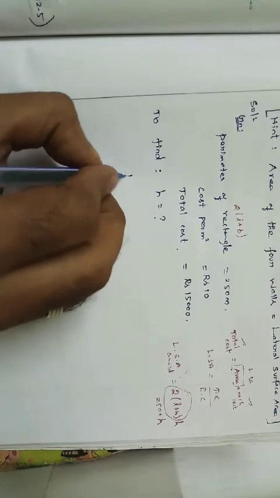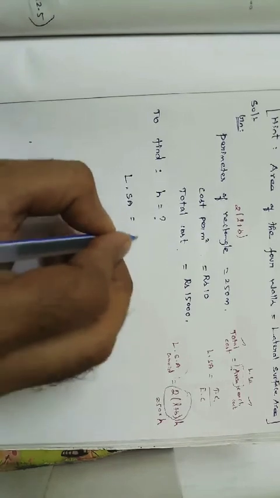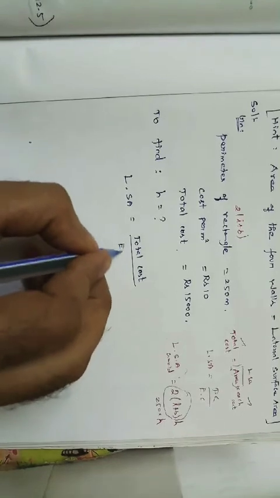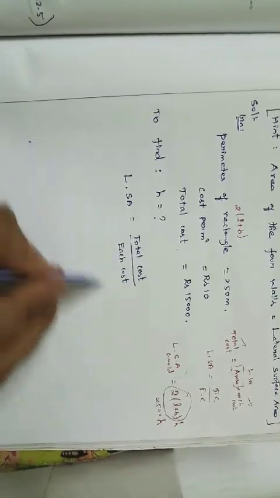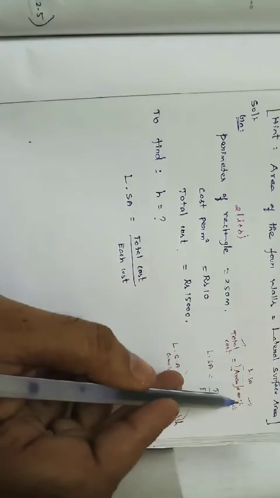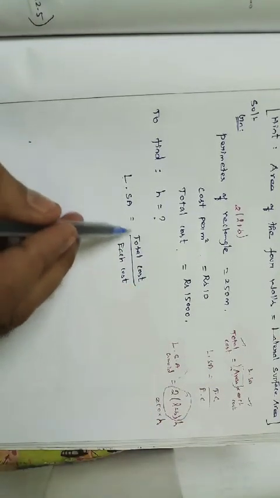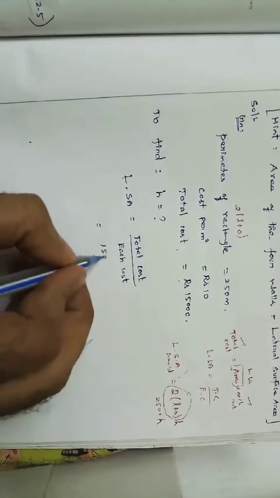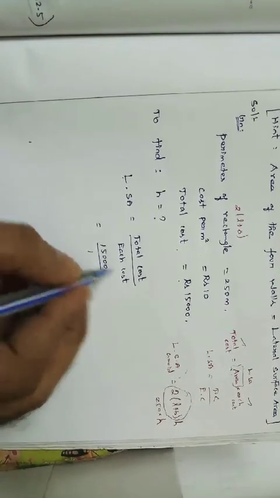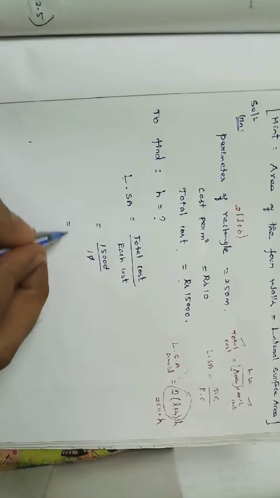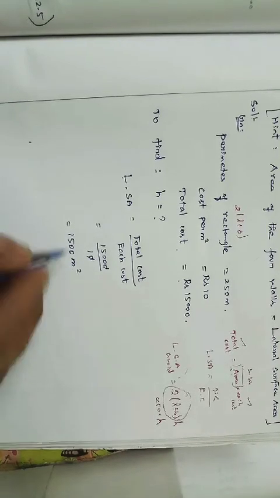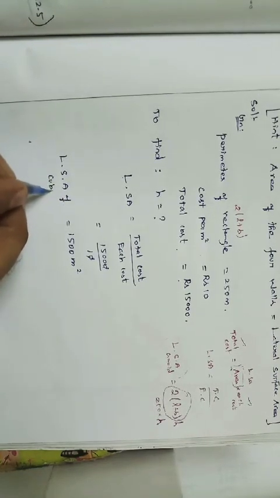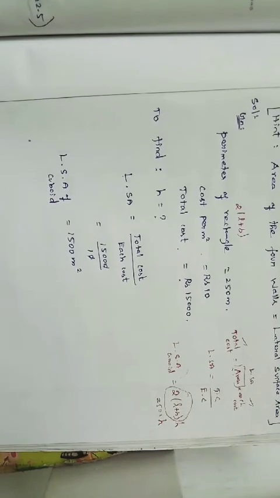How are we going to find it? LSA is equal to total cost divided by each cost. I have explained in detail, right? So LSA, lateral surface area, is nothing but total cost divided by each cost. Total cost is rupees 15,000. 15,000 divided by each cost, rupees 10. Simplify the zero, so 1500 meter square. So the lateral surface area of the cuboid is equal to 1500 meter square.